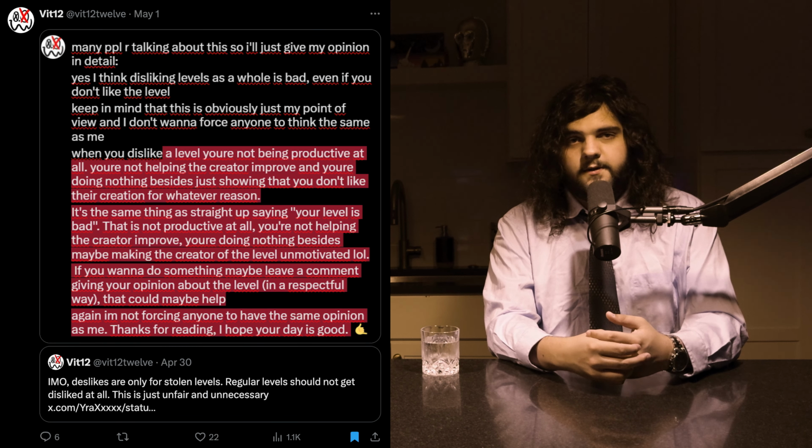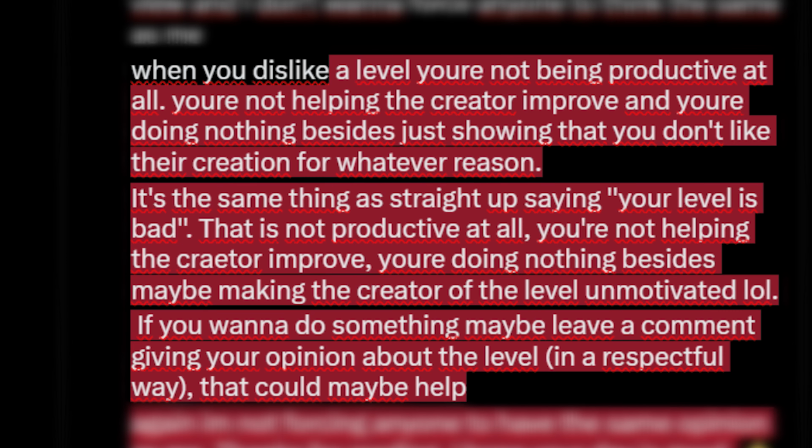However, Geometry Dash has the exact opposite problem. Dislikes are almost completely useless because nobody can see how many a level has, not even the creator. This is where I disagree with Vit12's tweet, the tweet that started this whole thing, because he says that disliking a level is just inherently bad. But there's no way for anyone besides probably RobTob to know how many dislikes a level has.